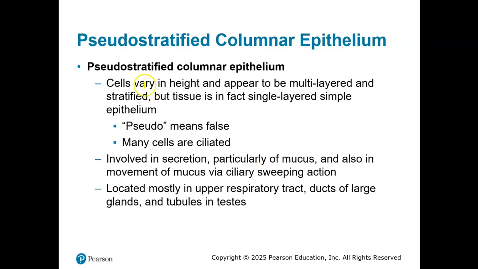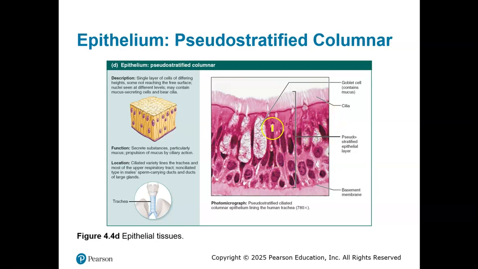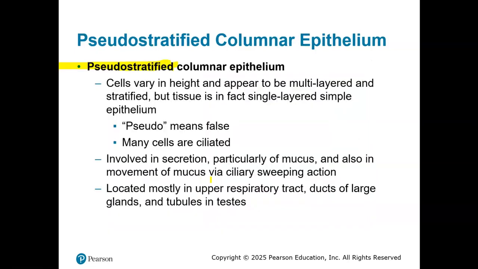So pseudostratified means false layers. It means they look like layers, but they're not. So it's actually just a single layer of cells, but they appear layered because they're different sizes, they're different heights, and they have their nucleus in different places. So when you look at these cells under the microscope, they look like layers of cells. But it's really every single cell, if you could see it clearly, every cell is attached to the basement membrane. So it's actually just a single layer of cells that appear layered, and so we call this tissue pseudostratified columnar epithelial tissue.